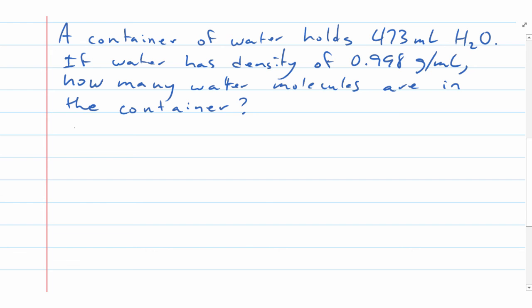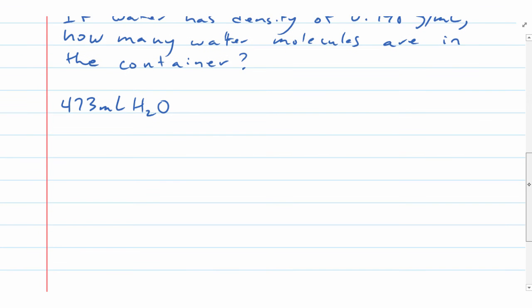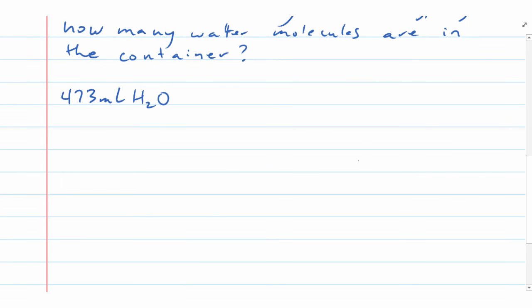So with this particular one, we'd start off with what we're given. Now I see that there's 2 values here, but which one do you think would make the most sense to start with? 473. 473, right. We're going to start with the 473 milliliters of water. And what are we looking for in this one? Molecules of H2O. And again, this answer is going to be one that is really, really big. So, we want to work towards a really big answer.